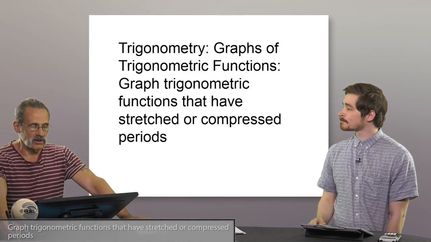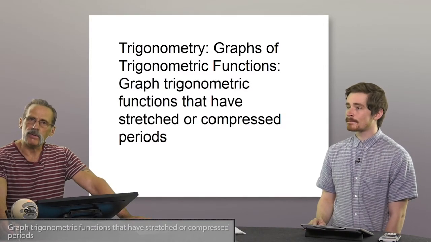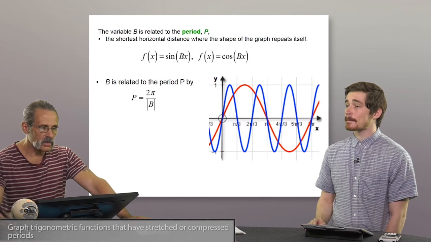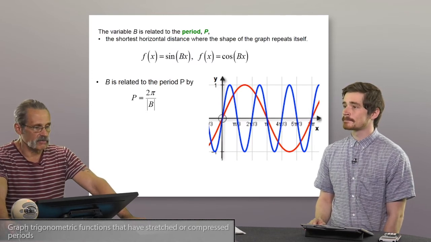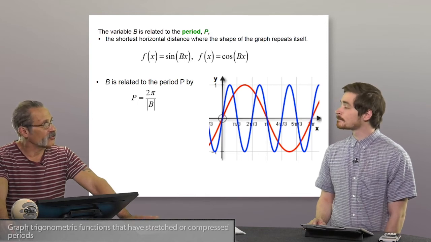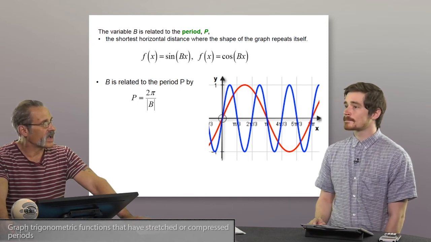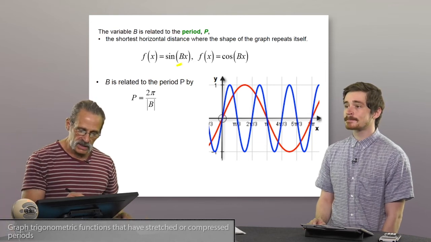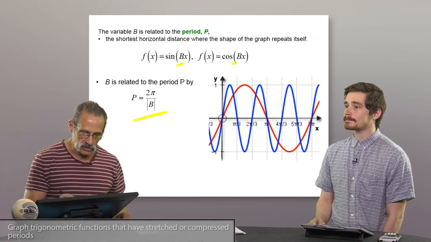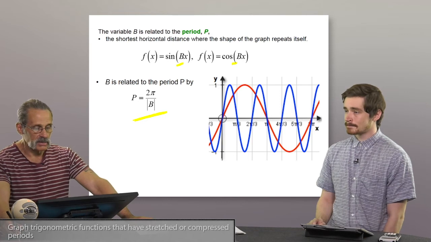Graph trigonometric functions that have stretched or compressed periods. We're going to start by just reminding ourselves a little bit about the period of a trigonometric function. It's the shortest horizontal distance where the graph actually repeats itself, and it's related to the variable b. Period is 2 pi over the absolute value of b.